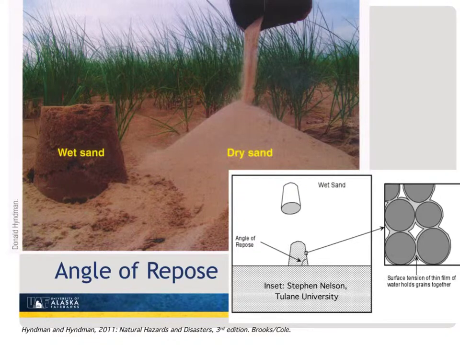If you add just a little bit of water to the sand, you get a much steeper slope, shown here with this little bucket sand castle formed by wet sand. You can see that it has a very, very steep slope angle. In this case, the slope angle is much greater because of the surface tension of a very thin film of water which holds the grains together, creating a much stickier, cohesive force that can create a much greater angle of repose.